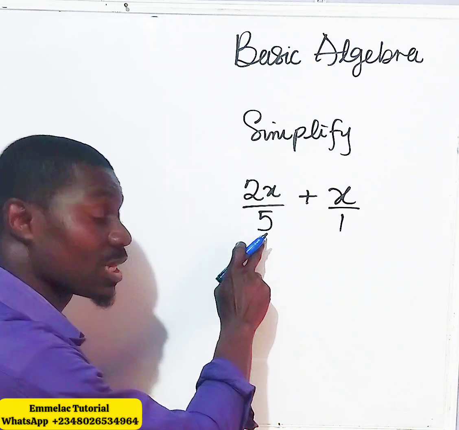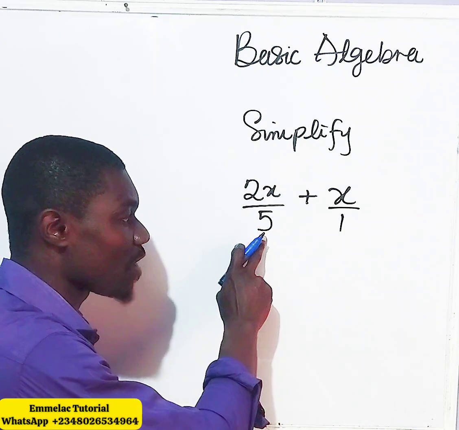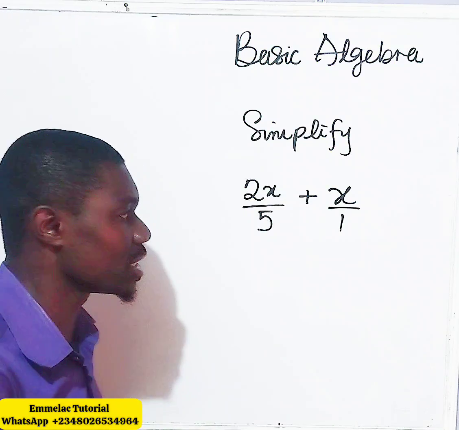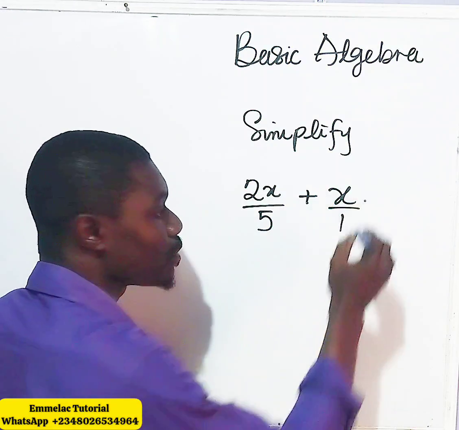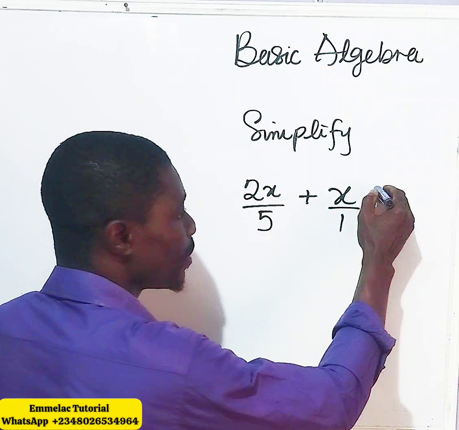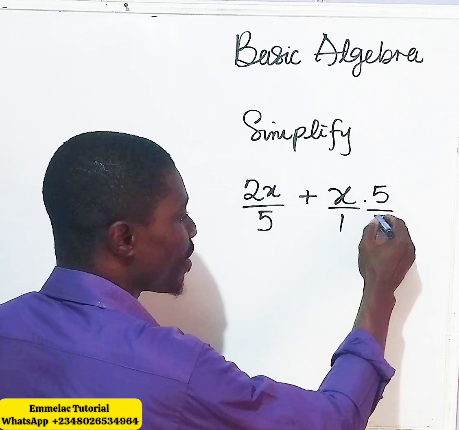Okay, so we can see here we have a denominator of 5 and here a denominator of 1. Now the best way to do this is to multiply this part of the expression by the same denominator. So here we have 5 all over 5.